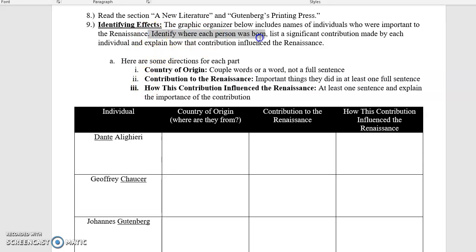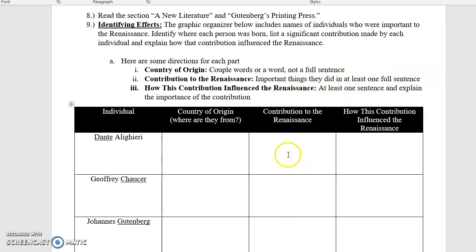Okay, so you're going to identify where each person was born. You're going to list a significant contribution, which remember significant means important, made by each individual, and you're going to explain how that contribution influenced, so impacted, like affected the Renaissance. Here are some directions for each part. So country of origin, couple words, not a full sentence. Where are they from? That's easy. Contribution to the Renaissance, important things they did in at least one full sentence.